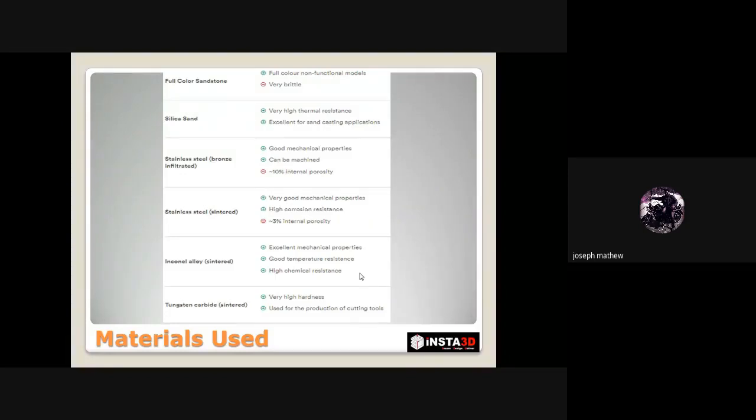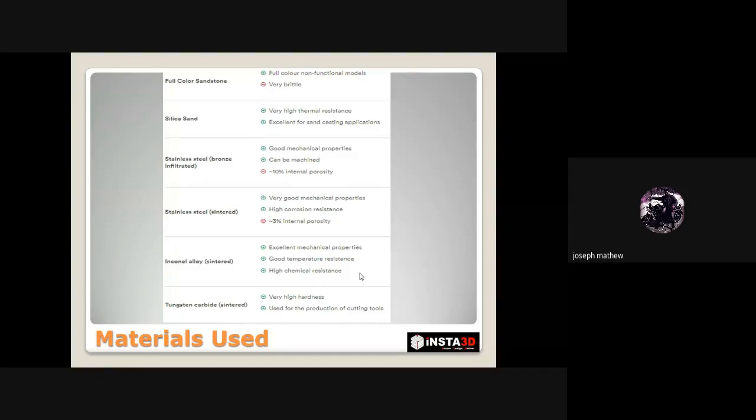Next is the stainless steel metal printing component, which has good mechanical properties, and it can be machined. As I told, bronze can be infiltrated into the stainless steel component so as to enhance the mechanical properties. And the disadvantage is it has 10% internal porosity. There can be many voids which can be obtained during the 3D printing process, after the binder is blown out of the 3D printed part.